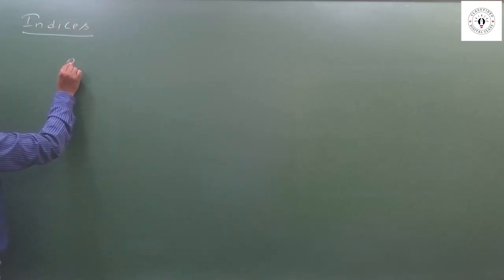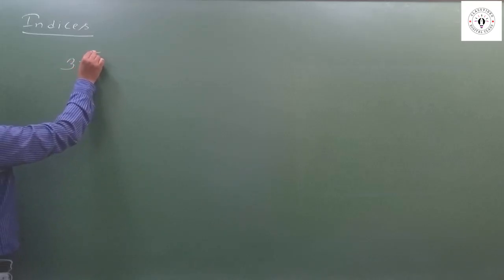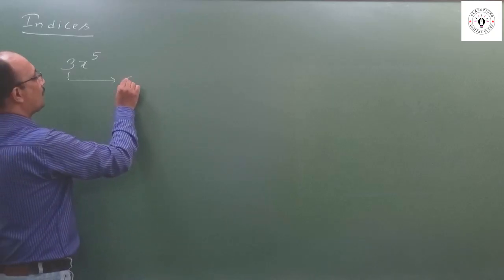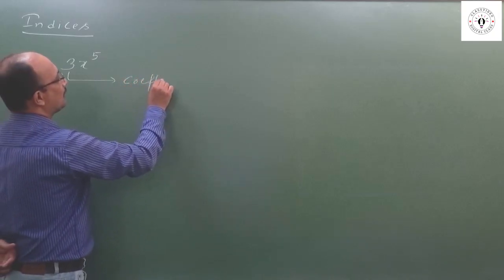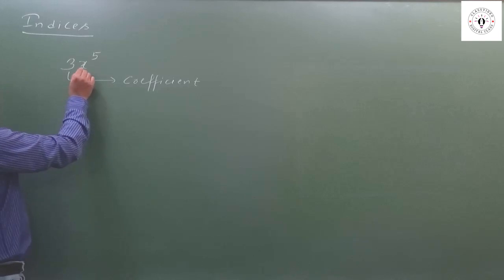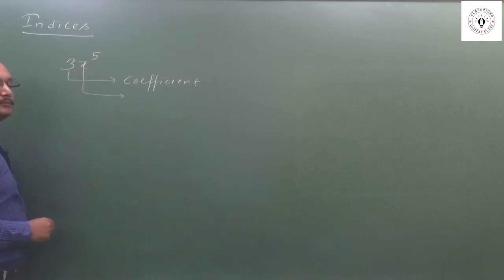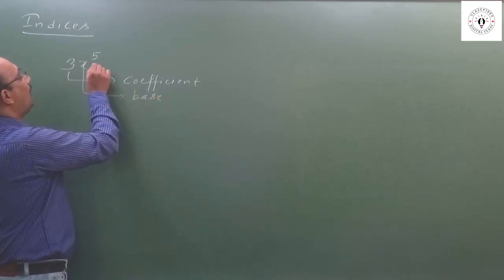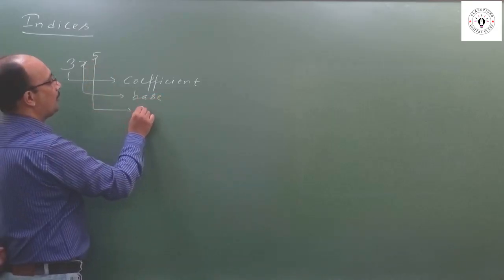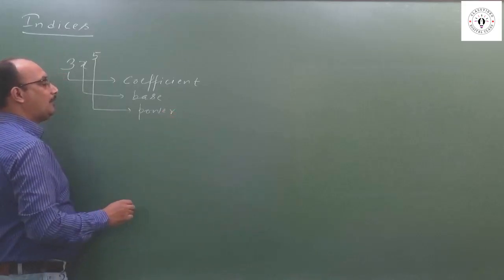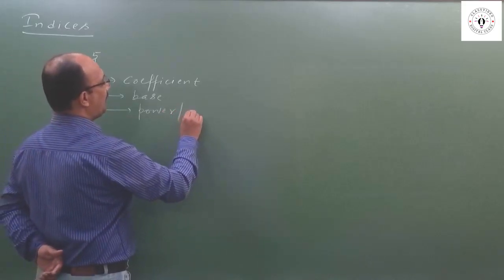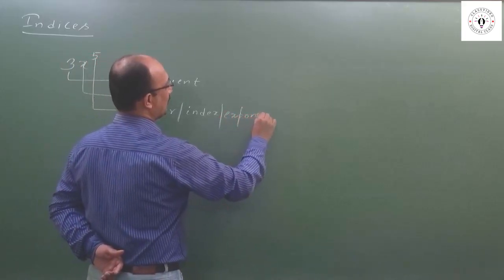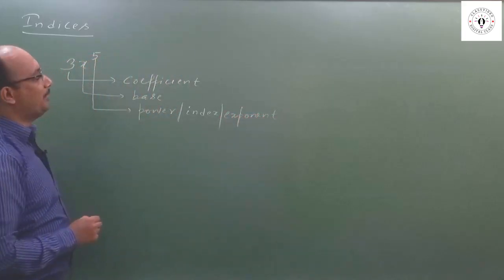My dear students, look here, indices. Look here, this is 3 times x to the power 5. Do you know what this 3 is called? Correct. This 3 is called the coefficient. This x is called what? Correct. This x is called the base, and this 5 is called the power. Either you say power, or you say index, or you say exponent. These 3 have the same meaning.